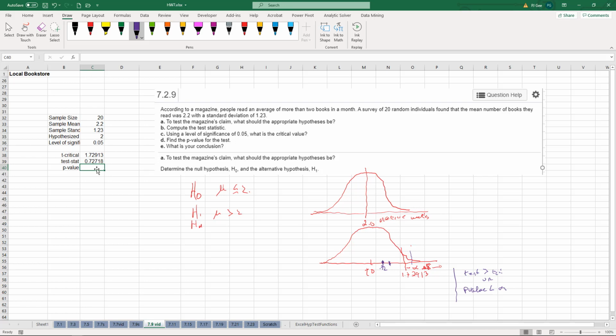So the p-value is equal to 1 minus, for the right side, we need to subtract it from 1. 1 minus t dot dist. First argument is our computed test statistic. Second argument is sample size minus 1. Finally, we want cumulative computation. Put that in there, and we ended up with 0.2379.